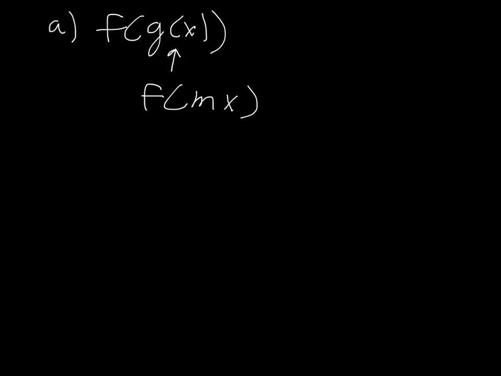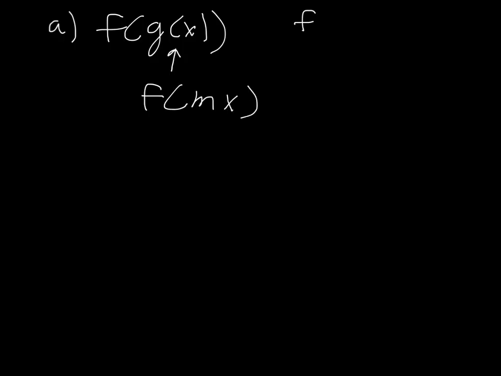So A is asking for f of g of x. That's what the f of g symbol meant. So we can solve this like the way we're solving all other composite functions. So replace the inside with the actual function of g of x, which is mx. So rewrite it f of mx.